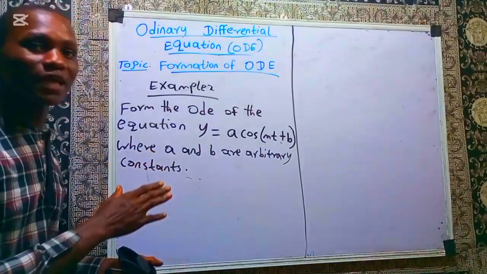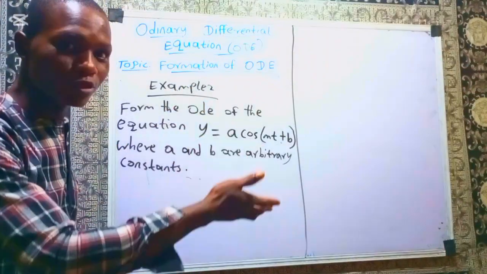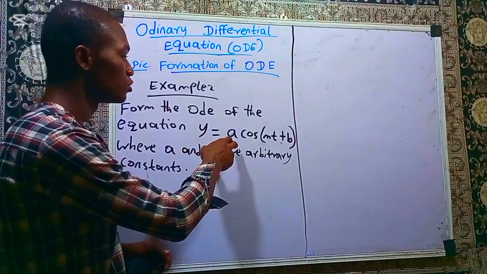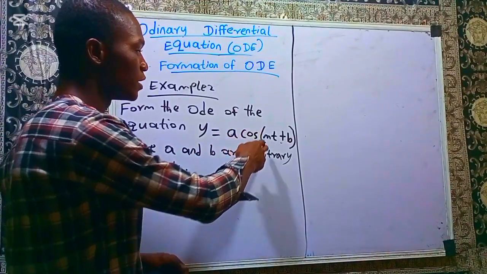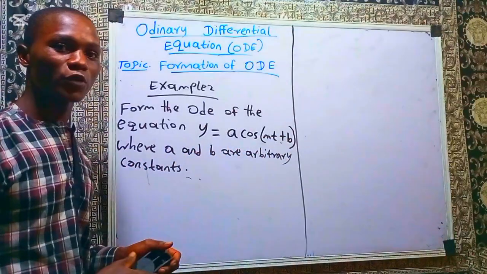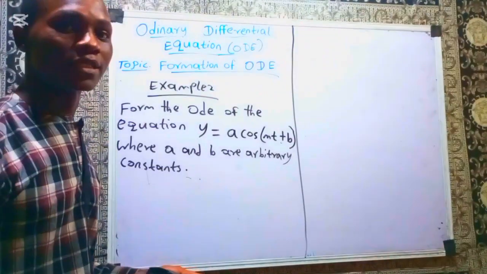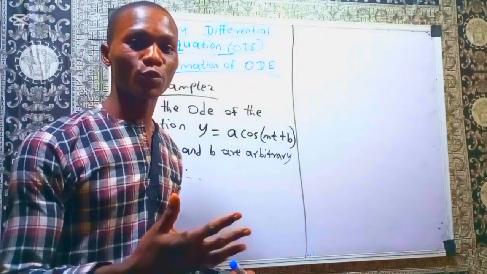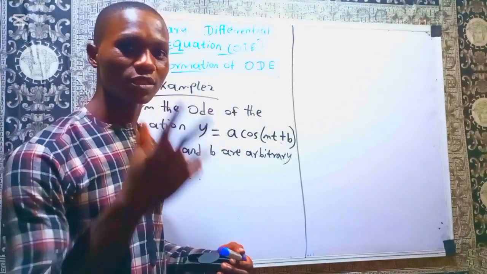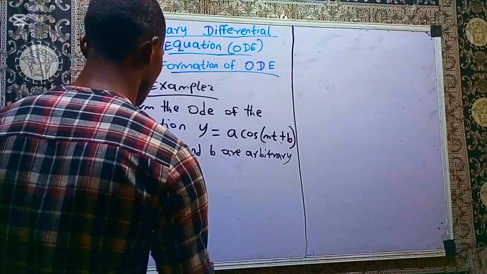So let's consider example 2. They asked us to form the ODE. ODE is ordinary differential equation. Form the ODE of the equation y equals a cosine of mt plus b, where a and b are arbitrary constants. So you have two arbitrary constants, a and b. And if you have two arbitrary constants, you're supposed to differentiate the equation how many times? 2 times. And that will give you an ODE of degree 2.